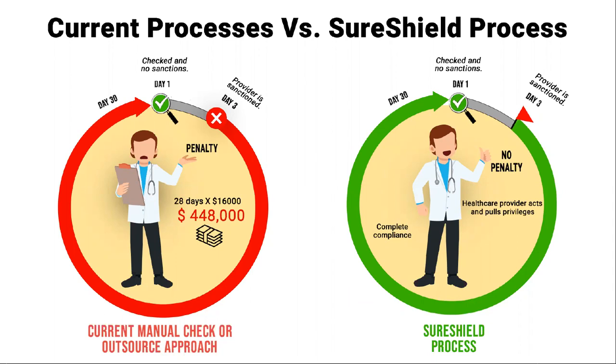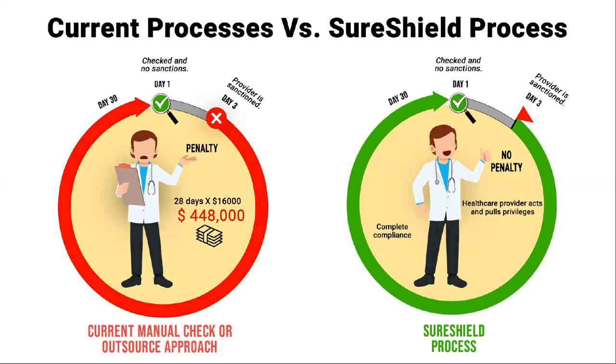Now, for those of you that are doing a monthly process, let's say that provider ended up on your list on day 3. Well, if you're doing a monthly check, there's 28 days of time that provider is working in your environment that you would not know until you've checked them again the following month. And so obviously the risk exposure that is there is pretty significant depending on what that provider does for you.